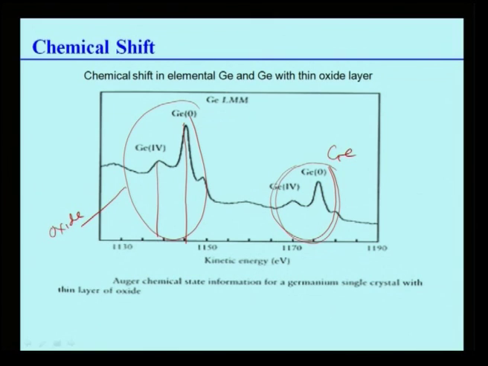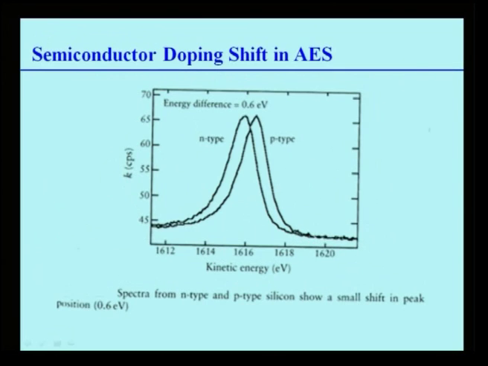So you have the oxide layer, and there is a shift from the pure germanium 0 and germanium 4 peaks to the lower level, say from 1175 to 1145; the germanium 0 peak shifts. Not only that, even AES is very sensitive to the presence of very small quantities of elements, like semiconductor doping.